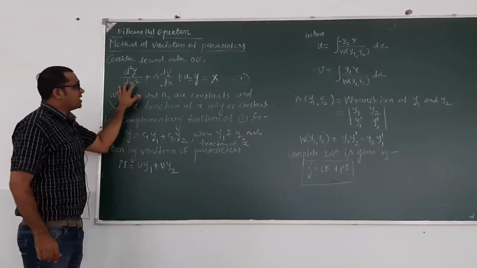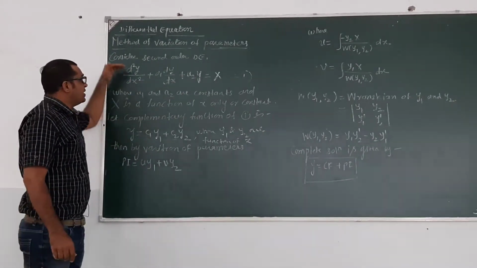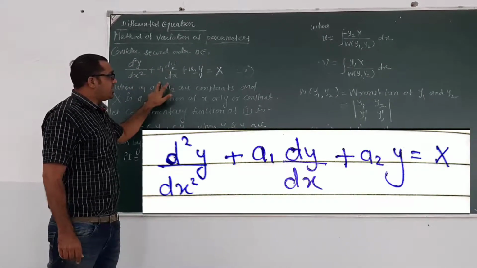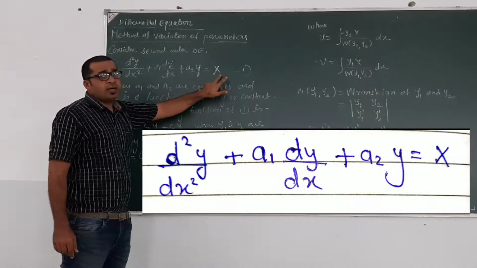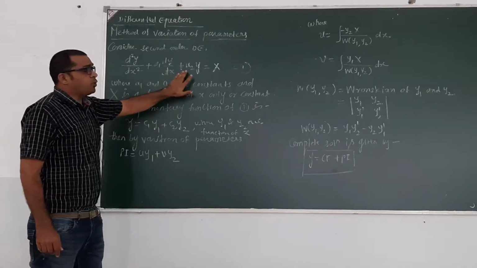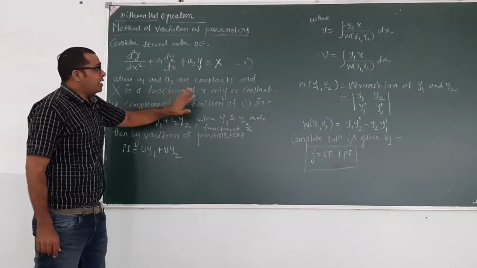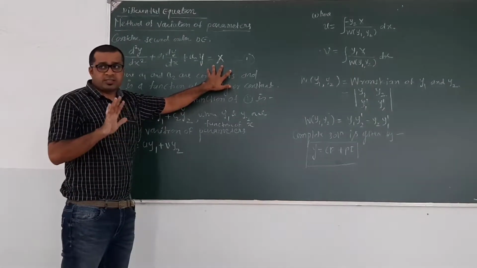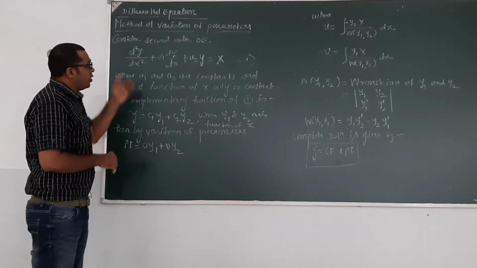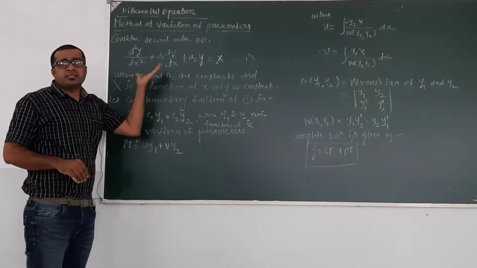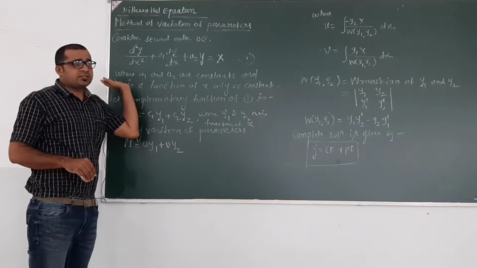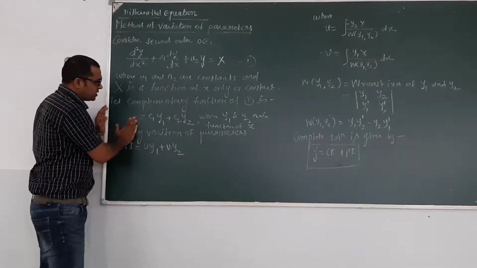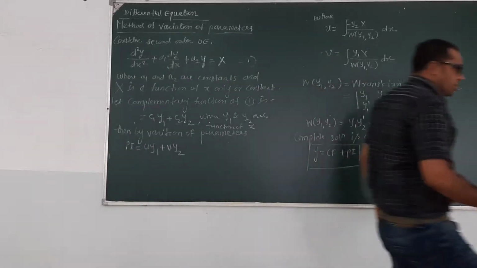We have considered here the second order equation, that is a d square y by dx square plus a1 dy by dx plus a2 y equals X, where a1 and a2 are constants. Okay, and this X will be a function of x only or maybe a constant, that depends. Now after that we know very well how to get the CF, that is complementary function, for this second order equation.